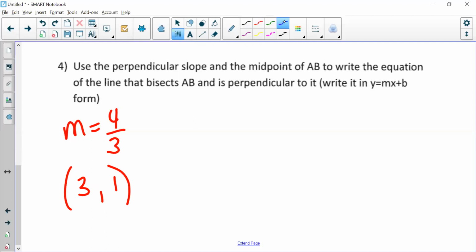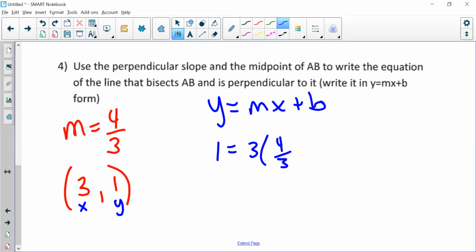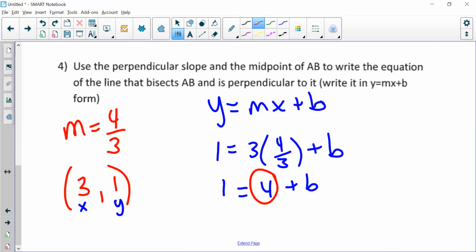This is the same as the last process we just did. Put those points into y = mx + b. Very good. And do a little bit of algebra here. 1 = 3 times 4/3 plus b. We have a nice multiplication here. What's 3 times 4/3? 4. Yes. So what's b? -3. Fantastic.